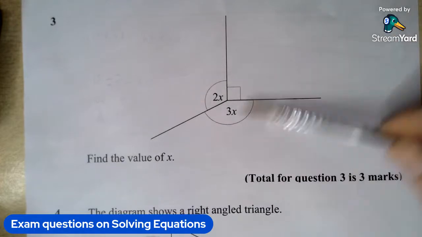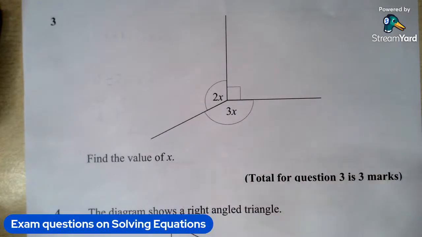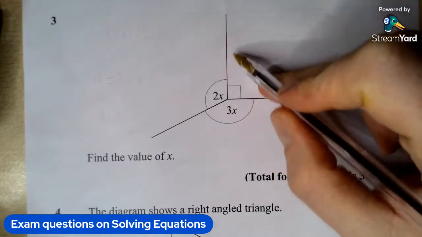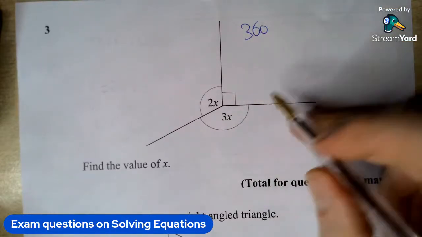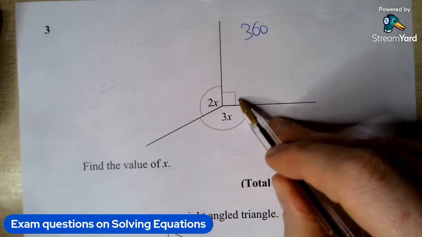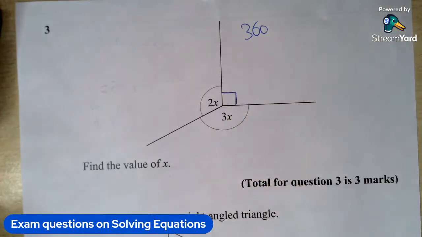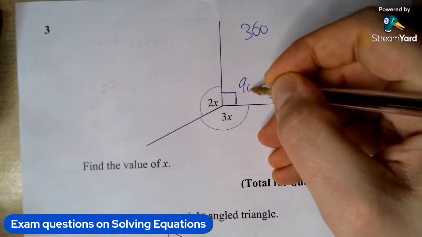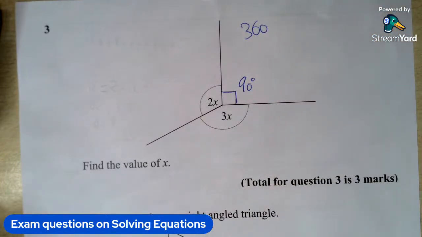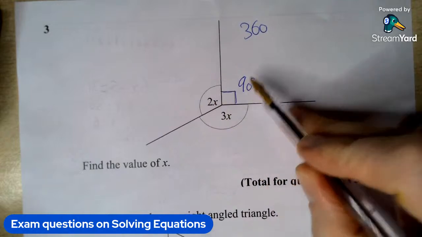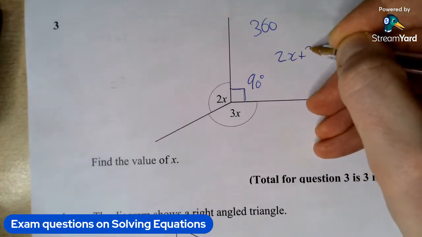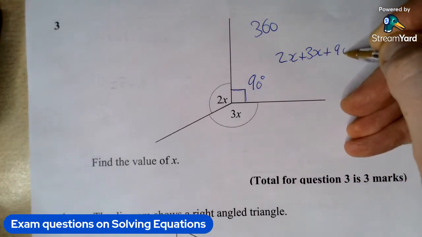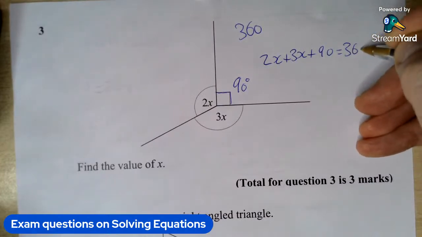Right, there you are. Find the value of x. It's generally always x, sometimes these other letters. So what do we have here? This is angles around a point, and I know they all add up to 360 degrees. We need to know this is a right angle because it has this here, and that is 90 degrees. So then 2x plus 3x plus 90 equals 360. If I write all that out, 2x plus 3x plus 90 equals 360 degrees.